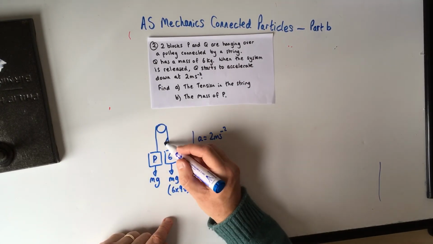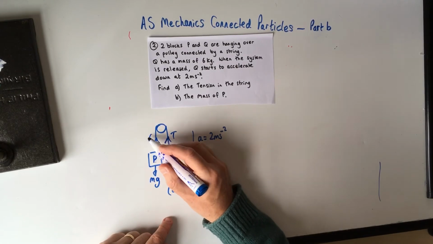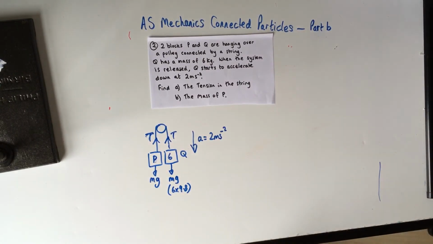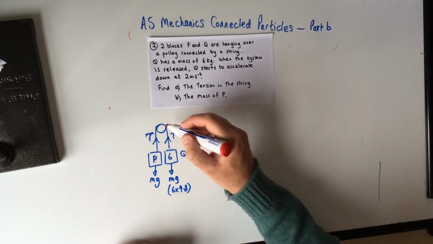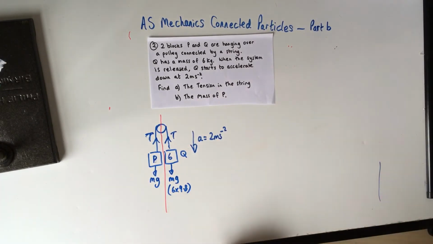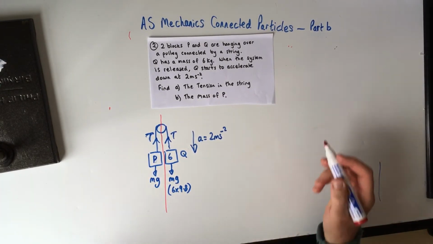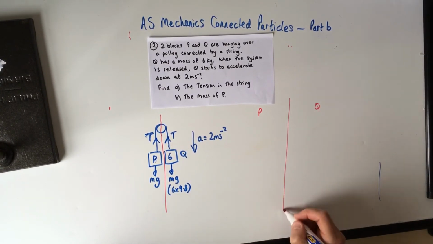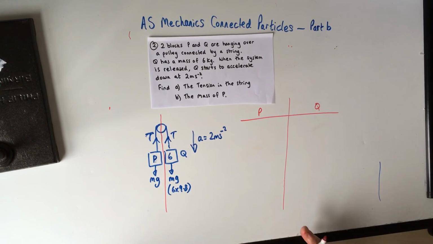mg acting down, and of course, let's get the tensions in. We know that they exist, so 2 tensions there. All right, so there's our situation, and we've got to find the tension in the string and the mass of P. So what do we do? We do what I've told you to do, which is to separate it out. So I'm going to have a P side and a Q side.